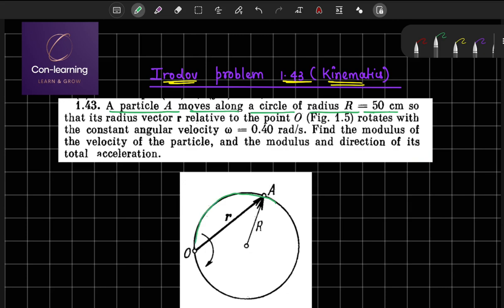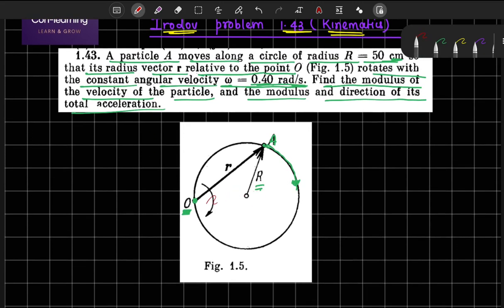So this is the circle in which the particle is moving, and the radius of this circle is 50 centimeter, so that its radius vector r relative to the point O rotates with the constant angular velocity omega equal to 0.4 radian per second. So this point O is fixed, and the point A is moving on this circle with the angular velocity of 0.4 radian per second with respect to this point O, and it is asking to find the modulus of the velocity of the particle and the modulus and direction of its total acceleration.